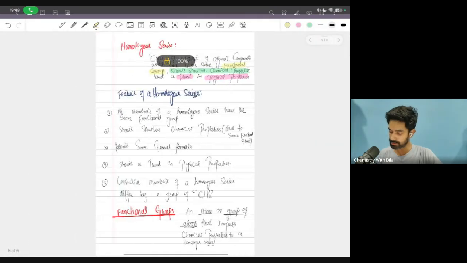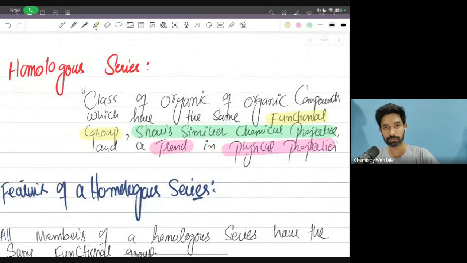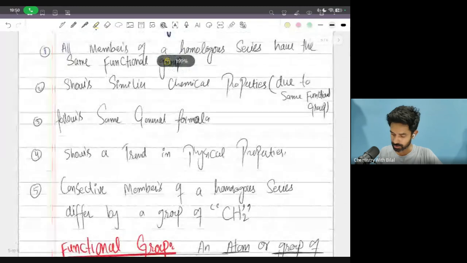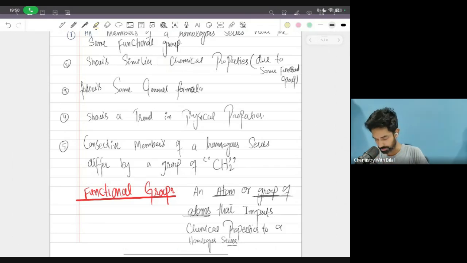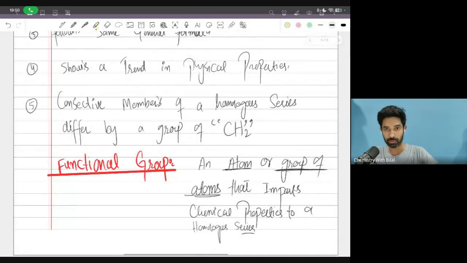A homologous series is a class of organic compounds that have the same functional group, show similar chemical properties, and a trend in the physical properties. What are the features of the members of the same homologous series? They all have the same functional group. Due to the same functional group, they show similar chemical properties. They follow the same general formula. They show a trend in their physical properties. And the consecutive members, I will explain now what is meant by consecutive members of a homologous series, differ by CH2.